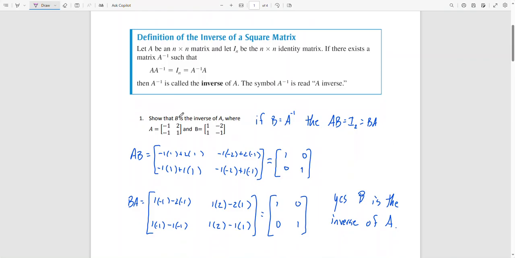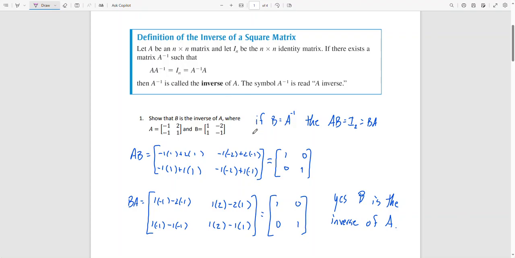I remember what I was supposed to have available here, and I don't have it, but you'll get to watch me type it. Here's the definition of an inverse square matrix. Let A be an n by n matrix, it has to be square. I sub n is the n by n identity matrix. If there exists an inverse matrix that makes A times A inverse, in either order, the identity, then A to the negative 1 is called the inverse and is read as the inverse. So basically, if we have an inverse, when we multiply A and its inverse, we get the identity.